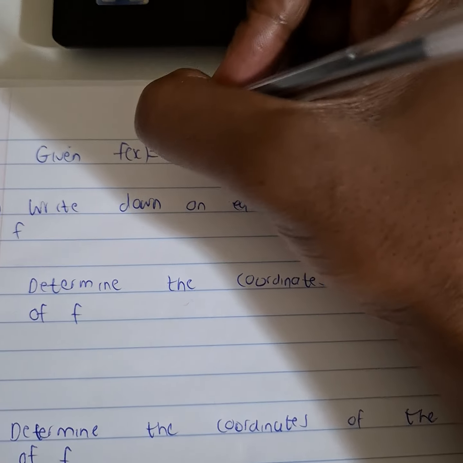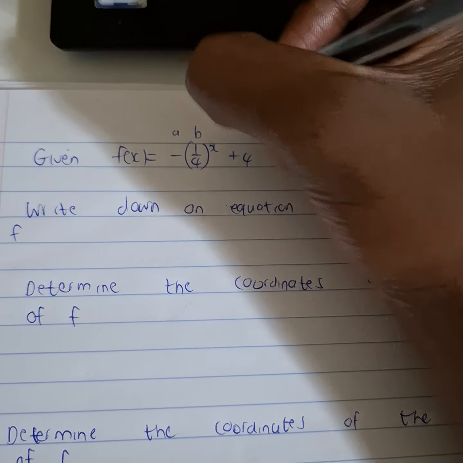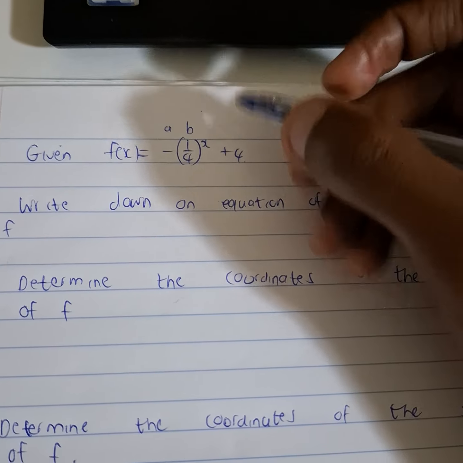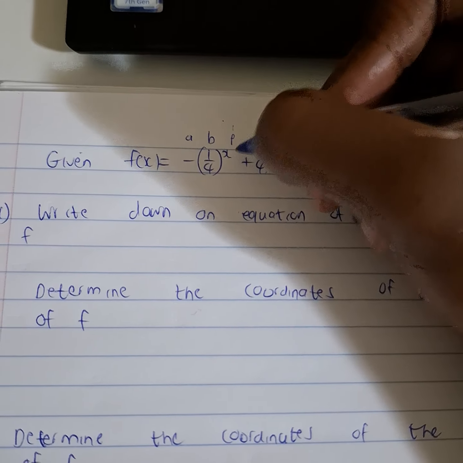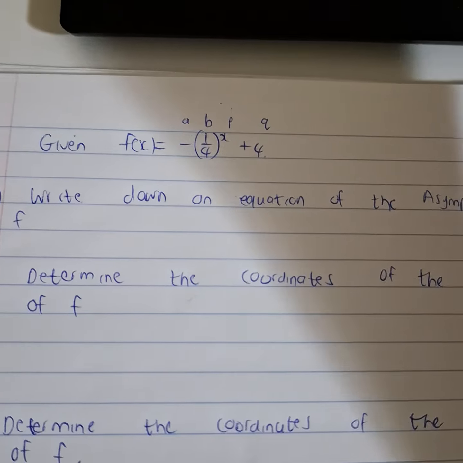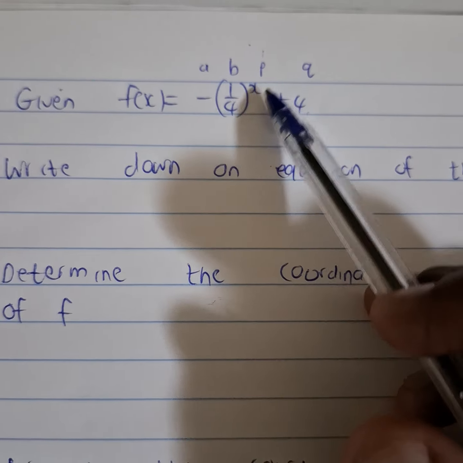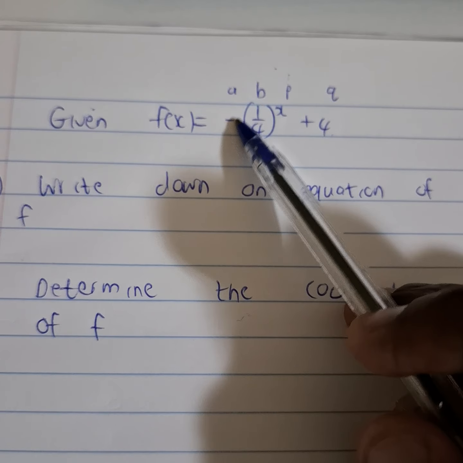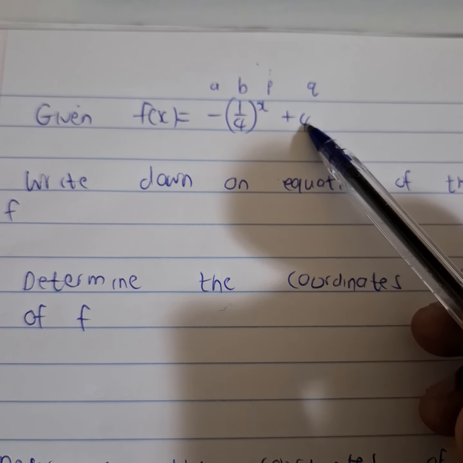Now it's very important to note the value of a, the value of b, the exponent x, the constant term. And then obviously p, because there's an unseen value there, plus 0 for the p value. So our a value is negative, b is 1 over 4, p is 0, and then q is 4.